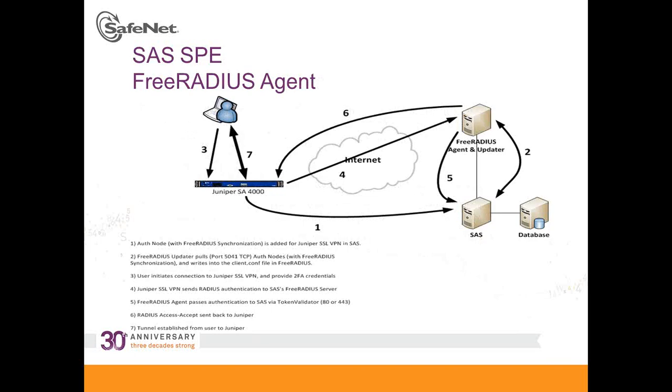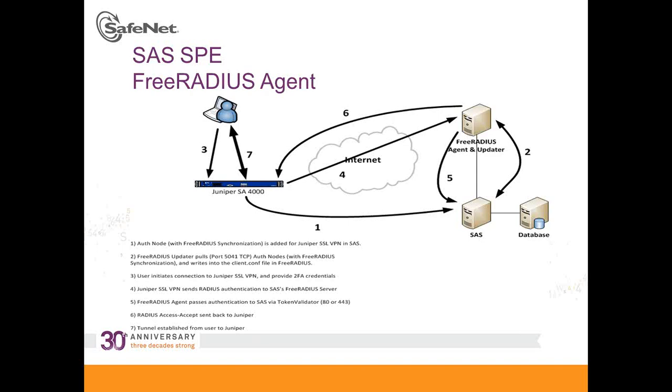The process of the FreeRADIUS agents: in step one, an administrator would add an auth node, in this case for a Juniper SA4000, in SAS. In step two, the FreeRADIUS updater pulls in port 5041 TCP the auth node information with FreeRADIUS synchronization and writes it to the clients.conf file.